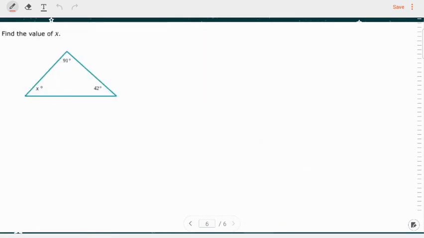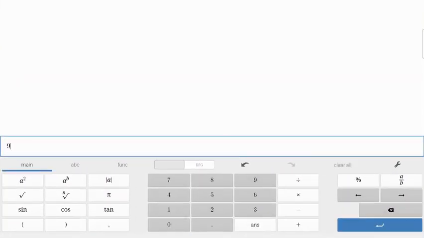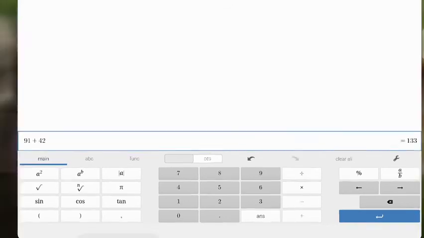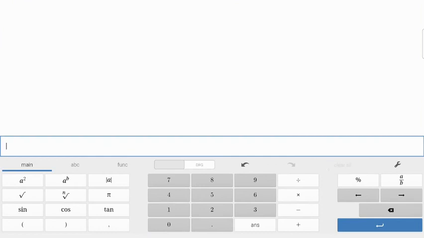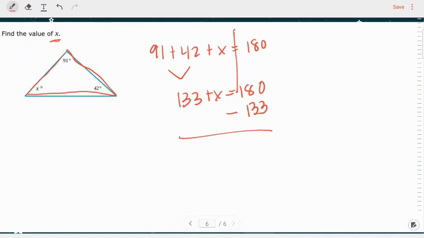Okay, last problem. So taking a switch from writing all those equations, if I want to find the value of x, remember what I know about the interior angles of triangles is that they total to 180. So 91 plus 42 plus x is equal to 180. Total up what you know. 91 plus 42 is 133. Plus x equals 180, and just subtract that 133. So 180 minus 133 gives me 47. So that last unknown angle right there is 47 degrees.